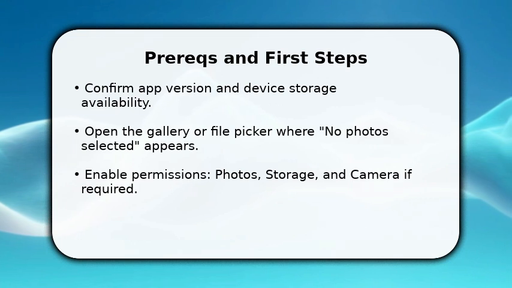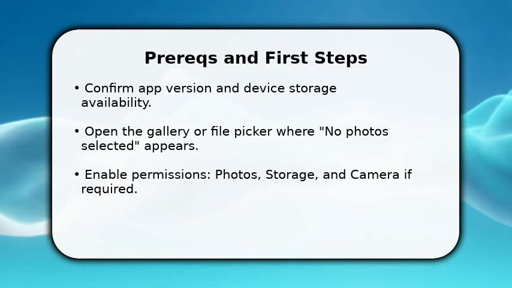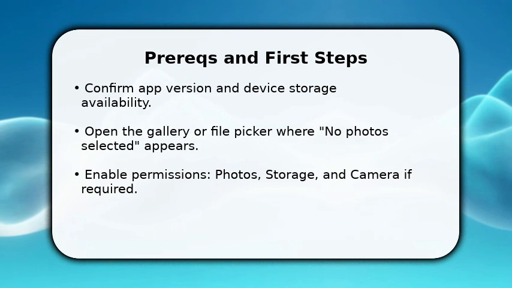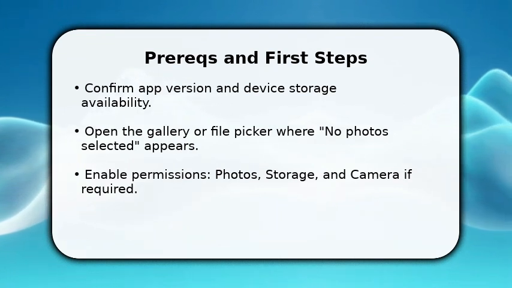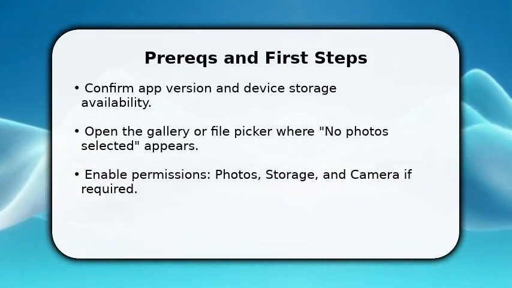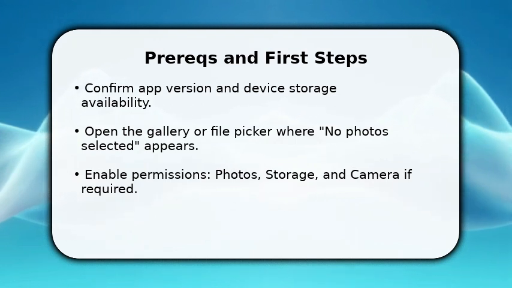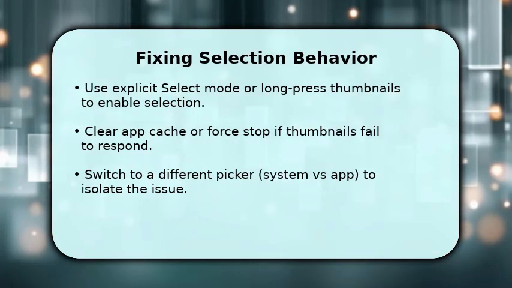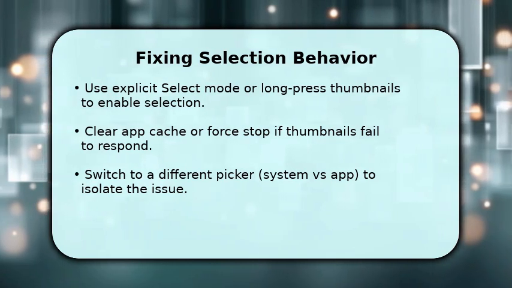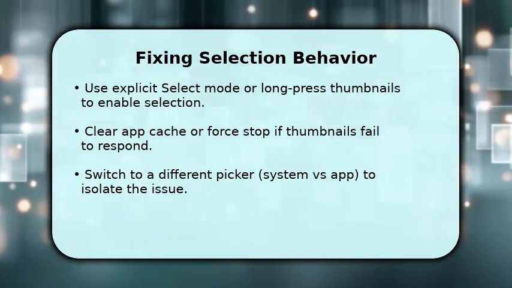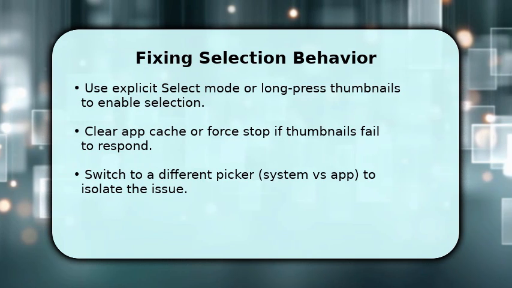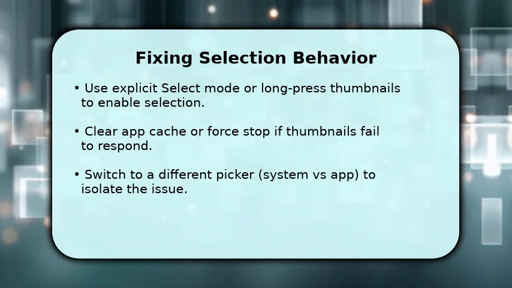Make sure app permissions for photos and storage are granted in Settings. Without them, the UI cannot register selections. Now proceed to explicitly choose one photo to test the selector behavior. Once you have selection mode active, use a long press or the Select button to highlight a thumbnail. That action signals the picker and should remove the message.